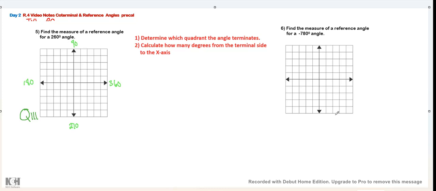So we need to determine which quadrant the angle terminates in. So obviously we're going to go all the way over here. It's going to be 180 degrees. Then we need to get to 260 degrees, which is just shy of the 270 degrees. So I'm guesstimating about there. So we continue all the way around to, we'll call it 260 degrees. All right, now we're going to calculate how many degrees from the terminal side to the x-axis. Well, that's going to be this amount right here.